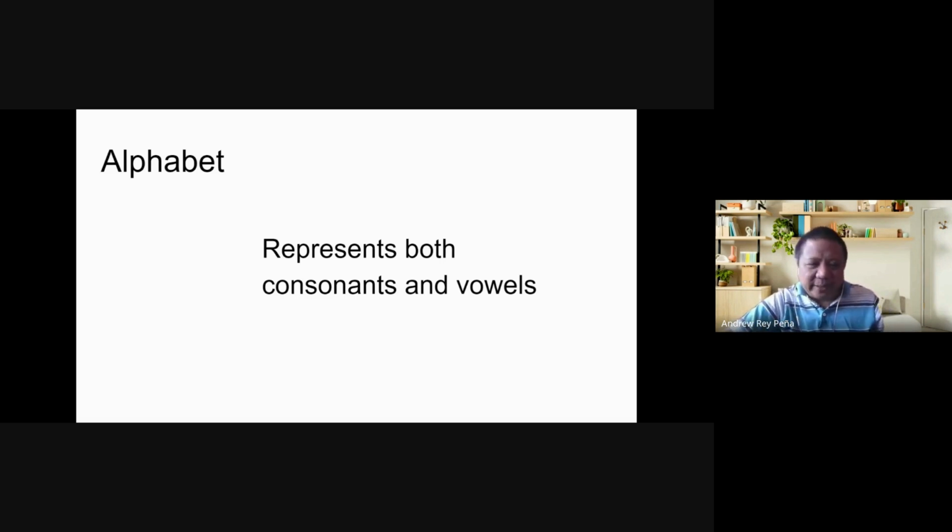Okay. In an alphabet, both consonants and vowels are represented. So the name may have come from alpha and beta, the first two letters of the Greek alphabet.